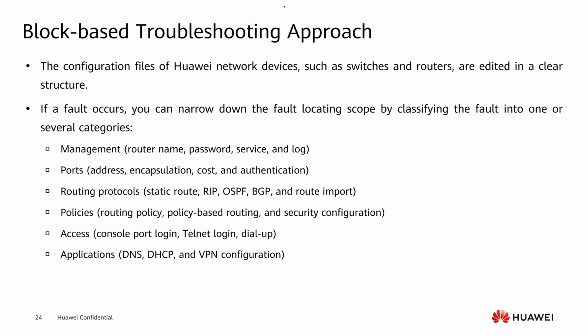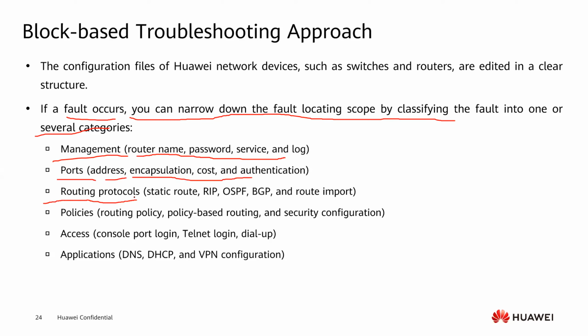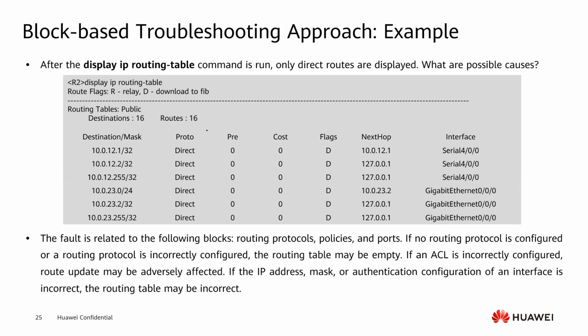Here is a block-based troubleshooting approach. If a fault occurs, you can narrow down the fault locating scope by classifying the fault into one or several categories. Management for root name, password, service, and log. For ports, the IP address, encapsulation, cost, and authentication. Where the routing protocol fault occurs: for static route, RIP, OSPF, BGP, and route import, and so on.